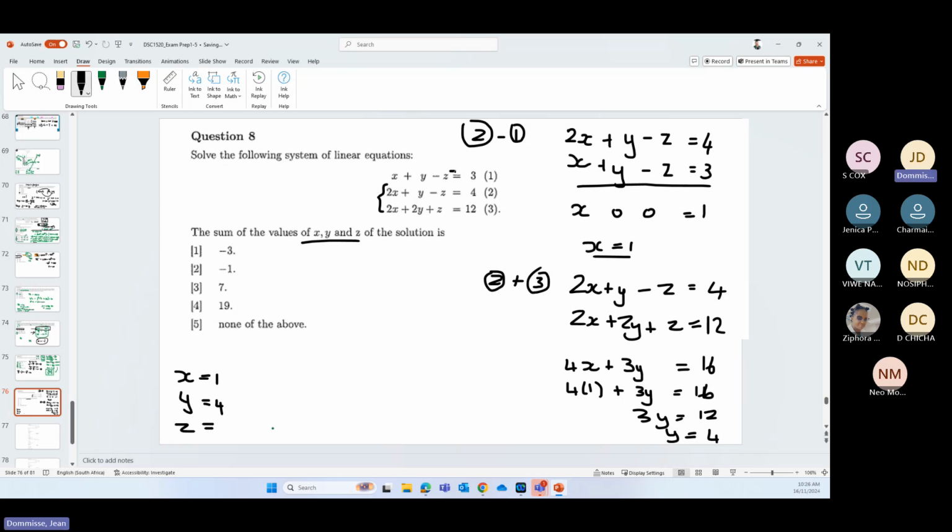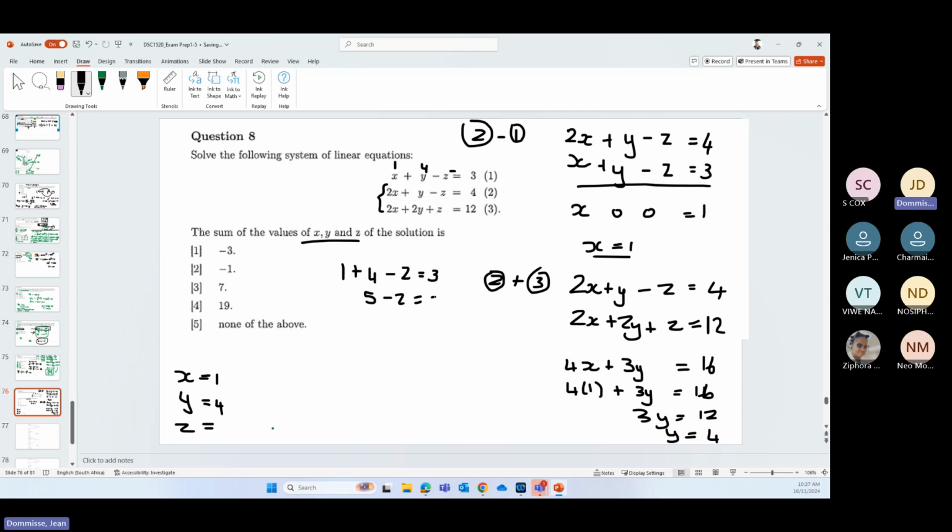We can use even that first formula. x is 1, y is 4. So 1 plus 4 minus z is equal to 3. So 5 minus z is equal to 3. So the 5 goes over, so we've got minus z is equal to minus 2. So z is equal to 2.